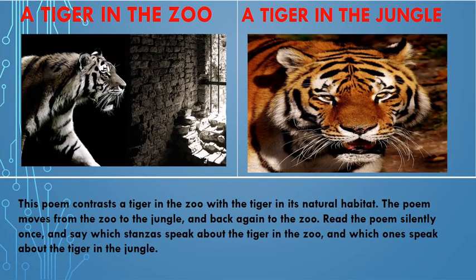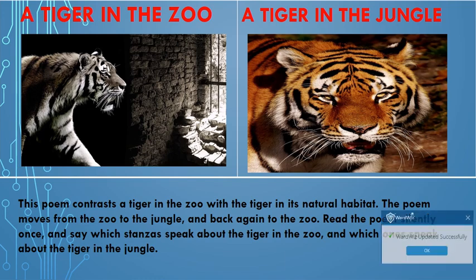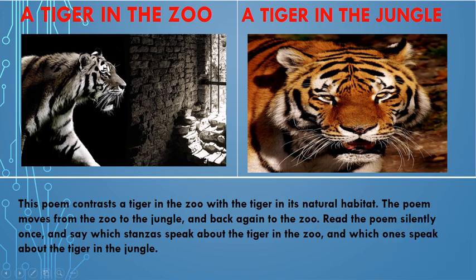Okay children, all of you observe these pictures? Yes. In the first picture, the tiger is in the zoo. In the second picture, the tiger is in the jungle. Generally, the wild animals are in the jungle. But man puts the wild animals in the zoo. Why do we keep the wild animals in the zoos?